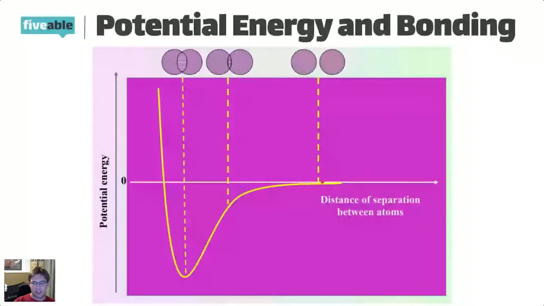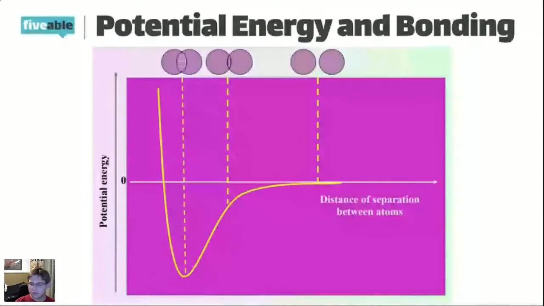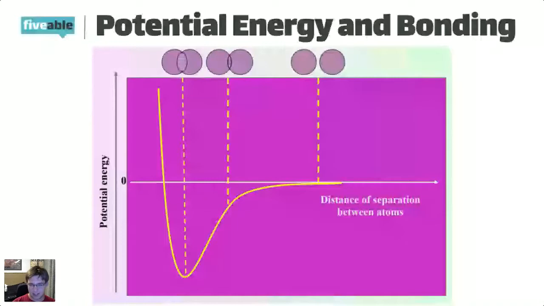We have potential energy here, here. However, there's no bonding happening, so the potential energy is not minimized. And then we see as they get closer and closer together, we start to see a dip in the potential energy. The bottommost point represents stabilization. Yes. So we'll get to that in just a second.